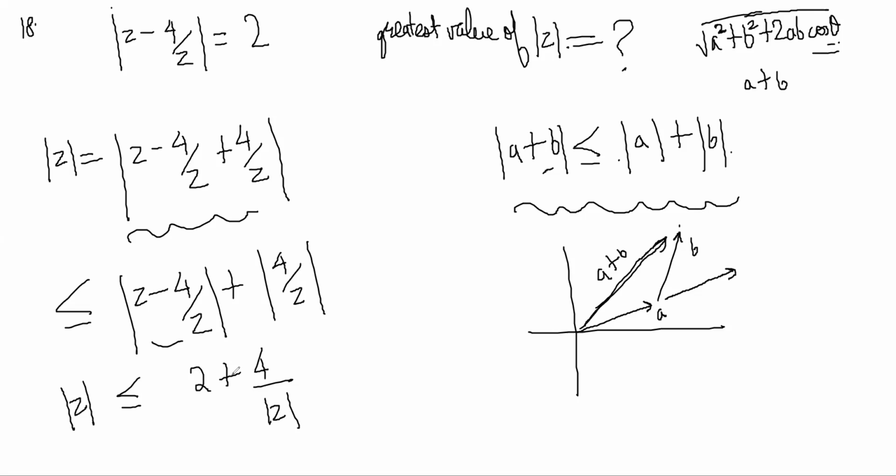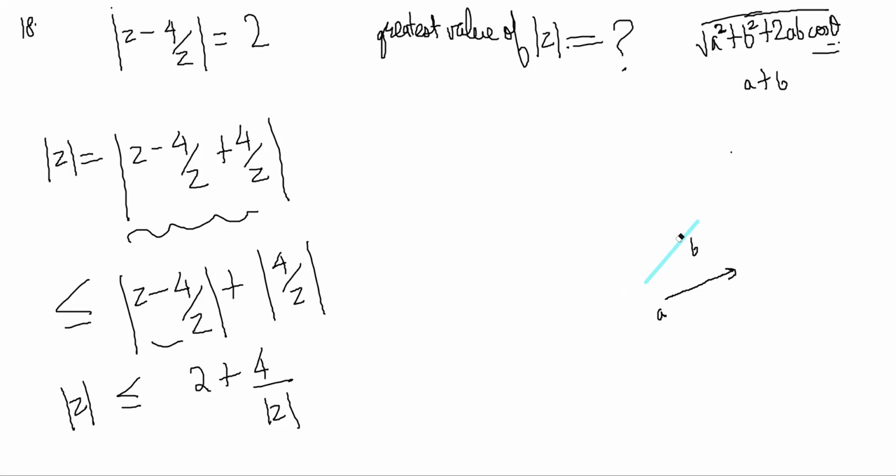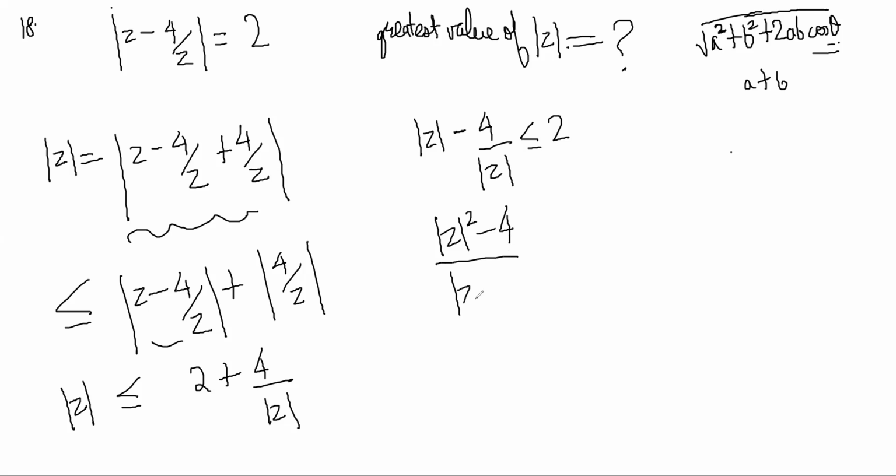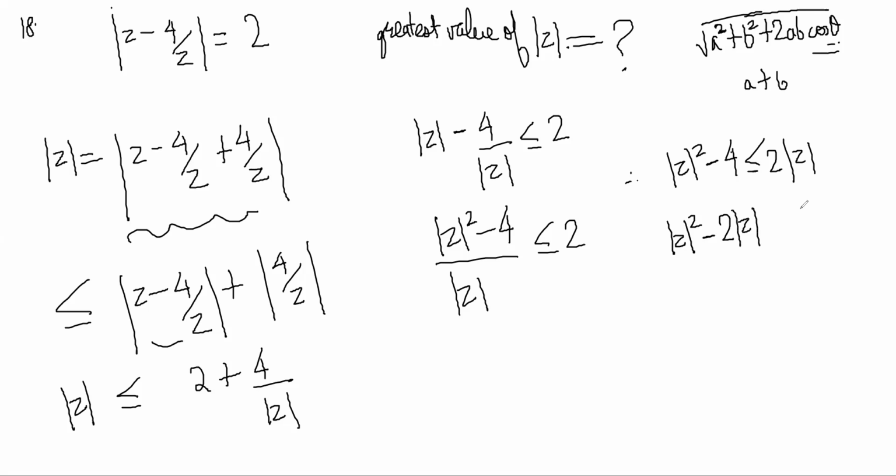Mod of z is less than equal to this, right? So now this becomes a quadratic equation, because you can simply convert this inequality into a quadratic type of inequality, where mod z minus 4 by mod z is less than equal to 2. So mod of z whole square minus 4 by mod of z is less than equal to 2. Therefore, mod of z whole square minus 4 is less than equal to 2 mod z. Mod of z square minus 2 mod z minus 4 is less than equal to 0.